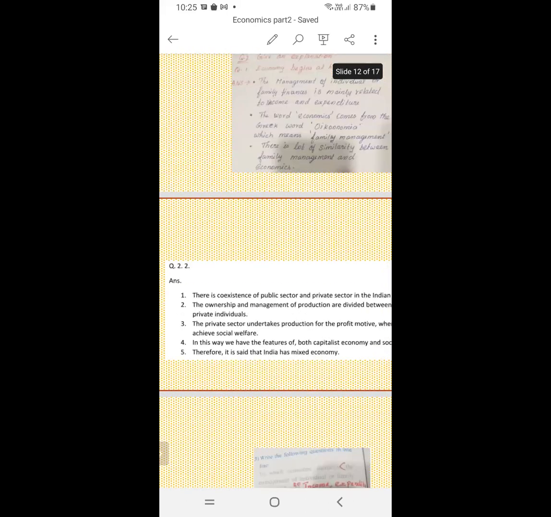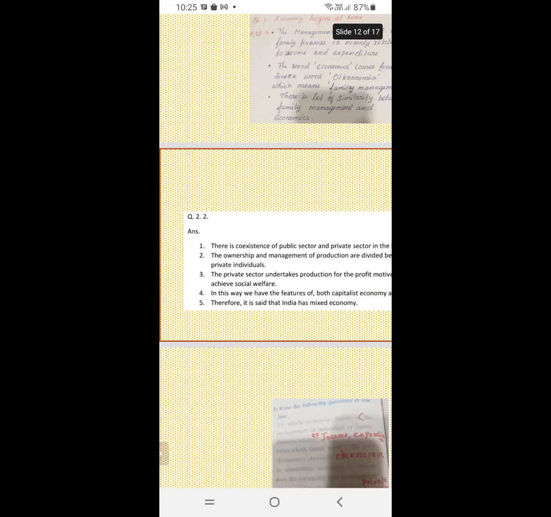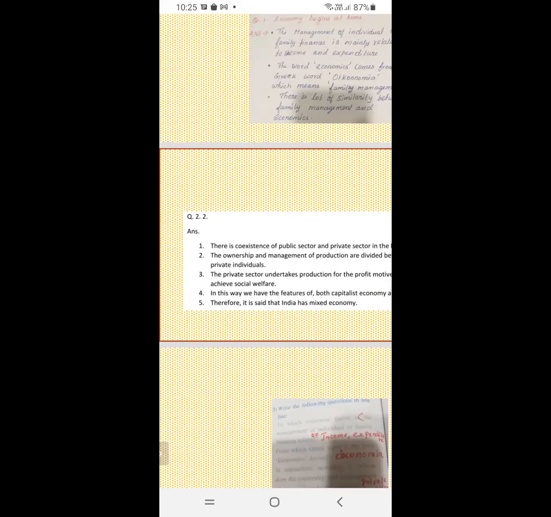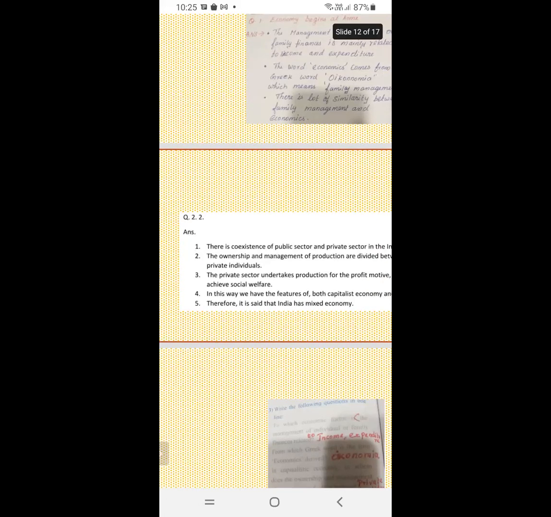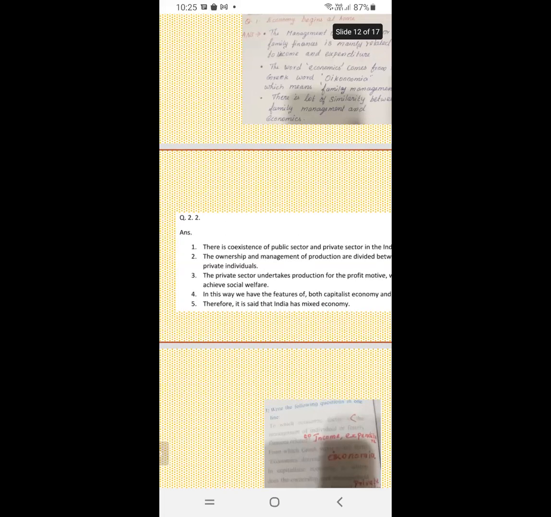The ownership and management of production are divided between government and the private individuals. We have government hospitals, very big government hospitals. At the same time, private hospitals are also there. All the facilities are available in government sectors also. At the same time, they are given the freedom of private individuals also. Private sectors undertake production for the profit motive, whereas the state tries to achieve social welfare.